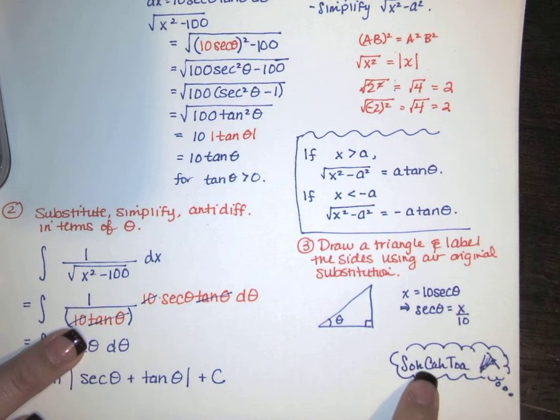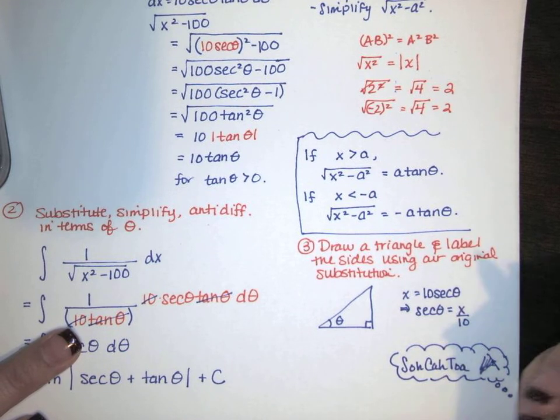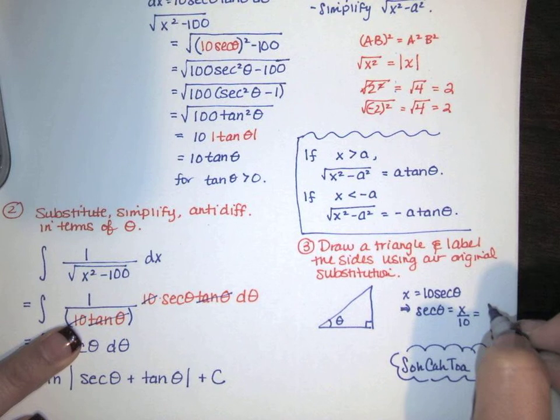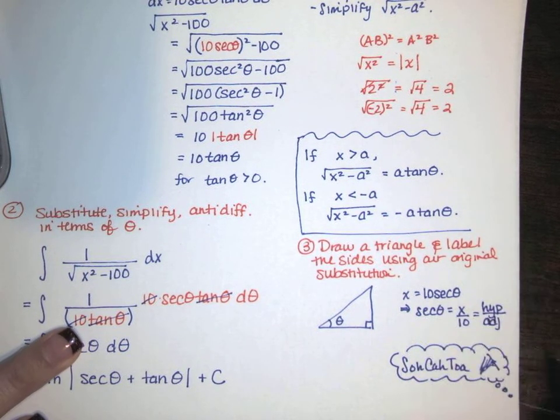Sine is opposite over hypotenuse. Cosine is adjacent over hypotenuse. Tangent is opposite over adjacent. Secant is 1 over cosine. So it's not adjacent over hypotenuse, it's hypotenuse over adjacent. So we're going to flip that. Make that hypotenuse over adjacent. So hypotenuse is x, adjacent side is 10.